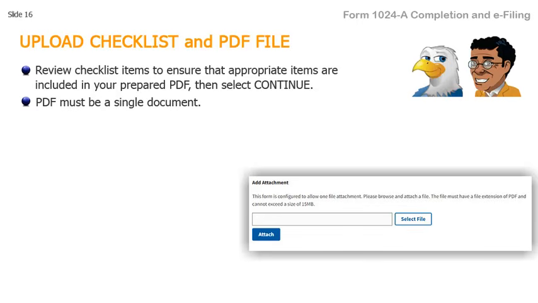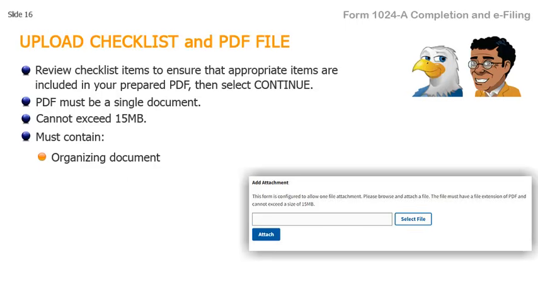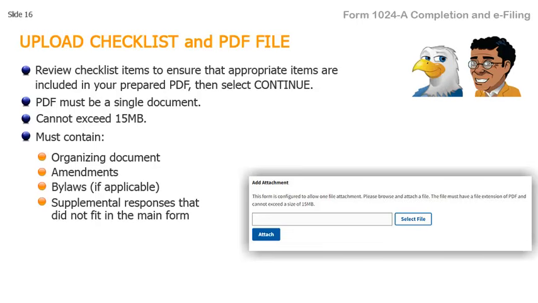The PDF must be a single document and can't exceed 15 megabytes. That's about 250 pages. The PDF must contain a copy of your organizing document and any amendments, a copy of your bylaws if you've adopted them, and any supplemental responses that didn't fit in the provided text boxes. You can also submit other information you would like the IRS to consider.